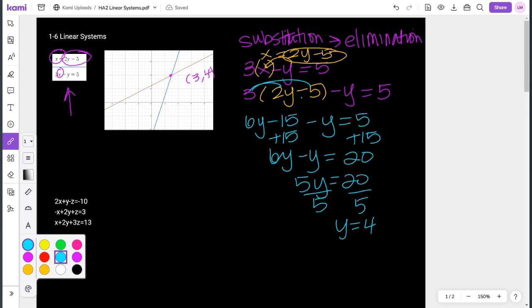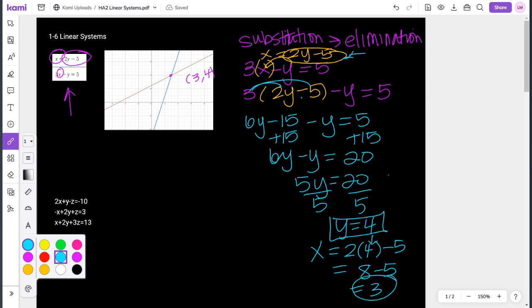All right, now I can go to either equation and plug y in. I'm going to go to the original yellow equation to find x. So I'm going to plug y in and solve for x. 2 times 4 is 8. 8 minus 5 is 3. So I took what I found for y, went back to the original equation, and where there was a y, I substituted the 4. So this verifies that my point of intersection is 3, 4. All right, so that's the substitution method.